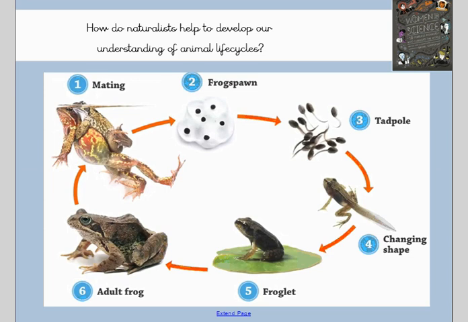So there it is, and this is an interactive taken from the DK Find Out website. It's really good if you wanted to go and have a look on there. So we start with mating, and the male will fertilize the eggs as they come out of the female frog. We then have frog spawn, so these are the eggs, then tadpole, where we get this complete change. This is where this metamorphosis happens, between these sections, 3 and 5, from tadpole to froglet, and then into an adult frog.